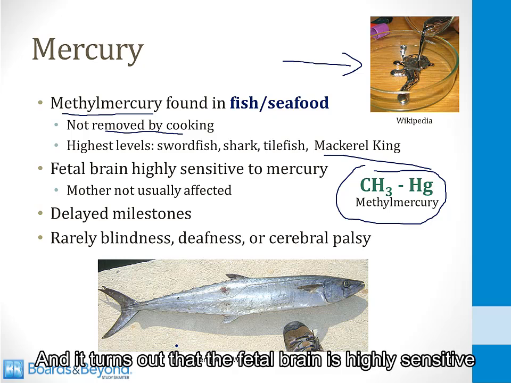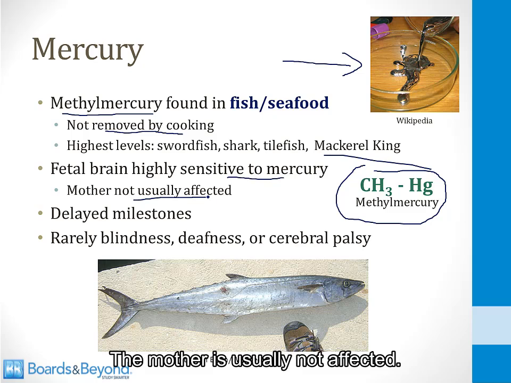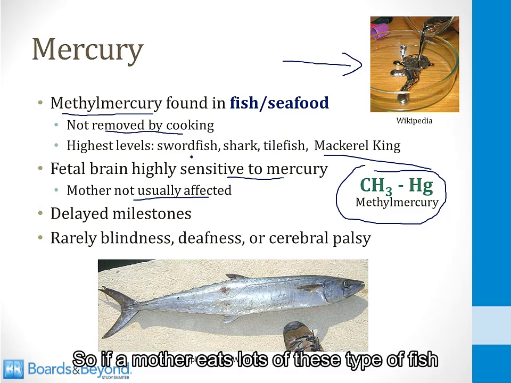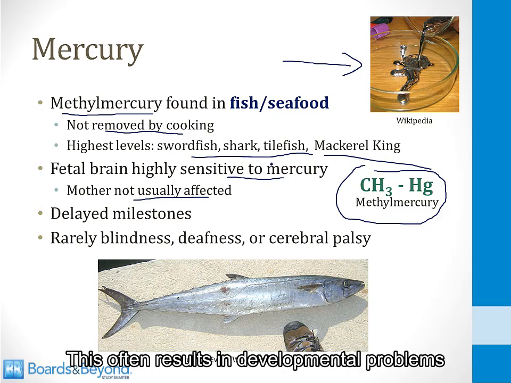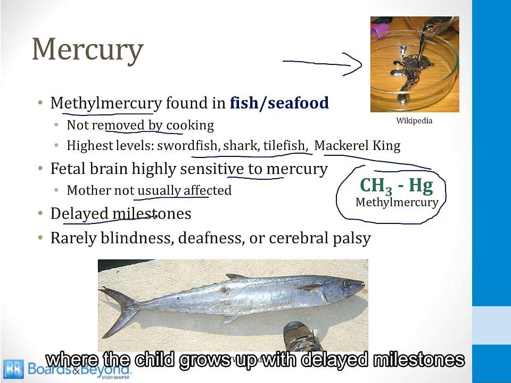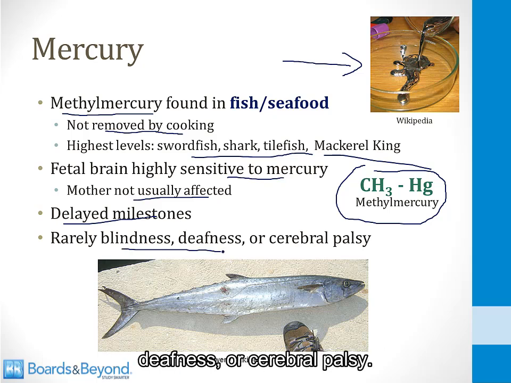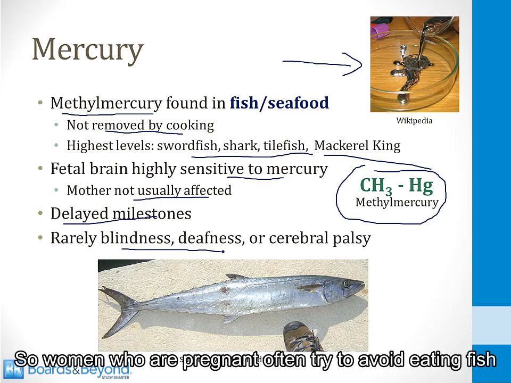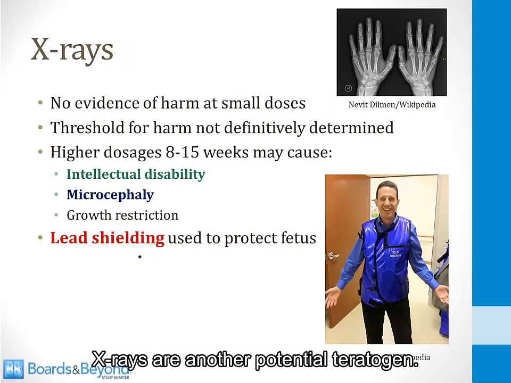And it turns out that the fetal brain is highly sensitive to mercury. The mother is usually not affected. So if a mother eats lots of these type of fish during pregnancy, the baby can potentially be harmed. This often results in developmental problems where the child grows up with delayed milestones. Rarely, it can cause severe problems like blindness, deafness, or cerebral palsy. So women who are pregnant often try to avoid eating fish for the fear that some types of fish contain mercury.